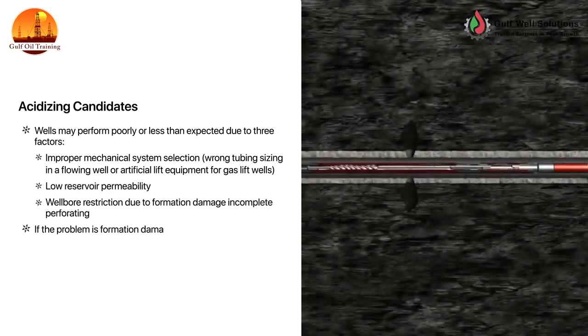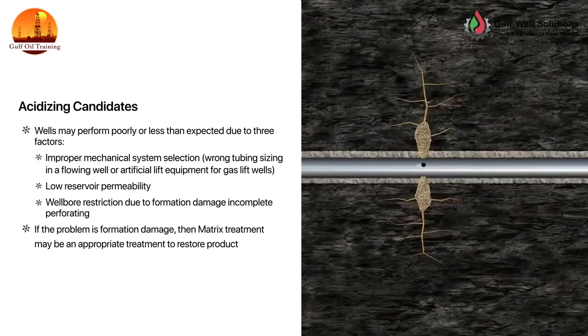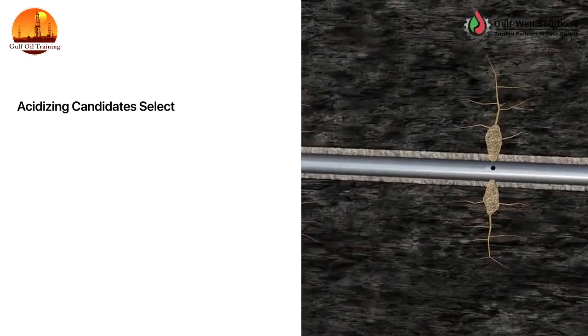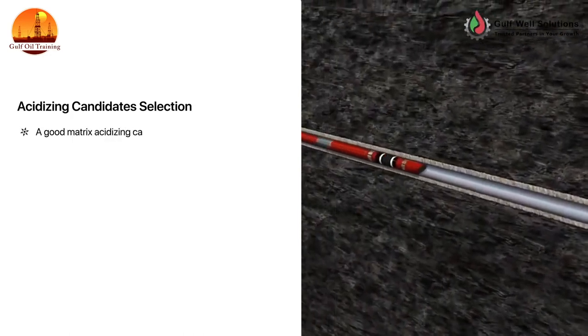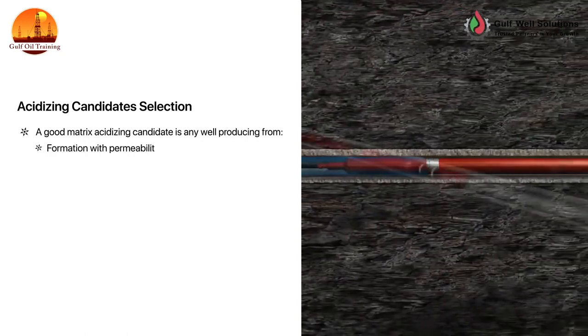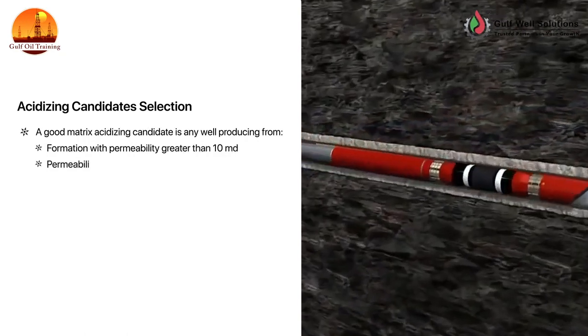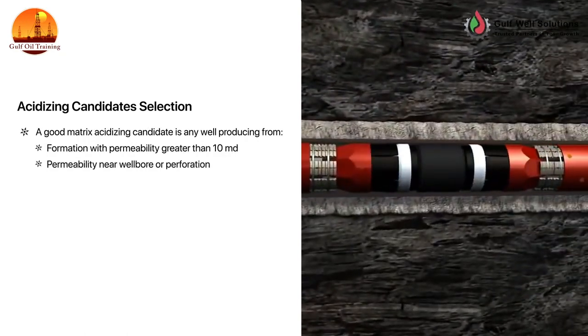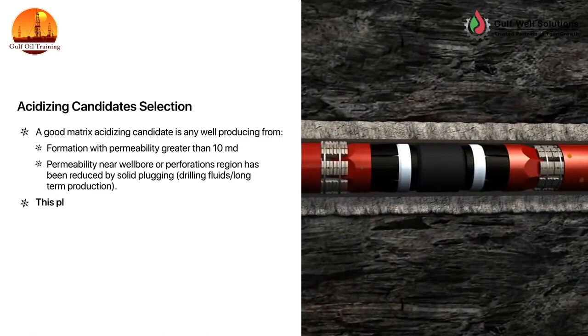If the problem is formation damage, then matrix treatment may be an appropriate treatment to restore production. Acidizing candidate selection. A good matrix acidizing candidate is any well producing from a formation with permeability greater than 10 millidarcies, where permeability near the wellbore or perforations region has been reduced by solid plugging, drilling fluid, or long-term production.